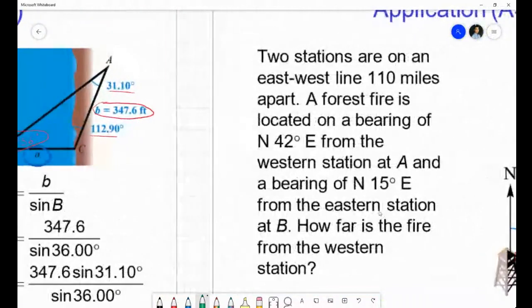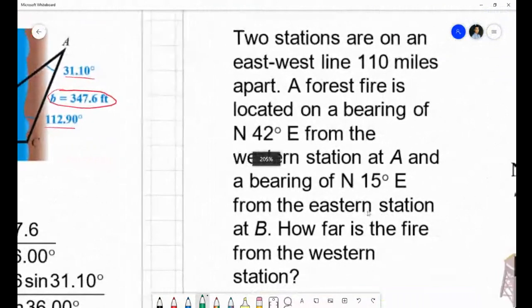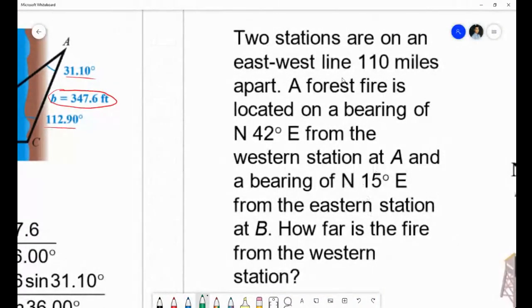I'm not going to give you the picture, because I want you to practice doing it without the picture and see if you understand what's going on when we are dealing with bearing. Remember that anytime we say bearing, it is measured from due north. Or if they say northeast or southeast or southwest, then it's from the north-south pole. So what I want you to do is sketch this first and see if you can do it.